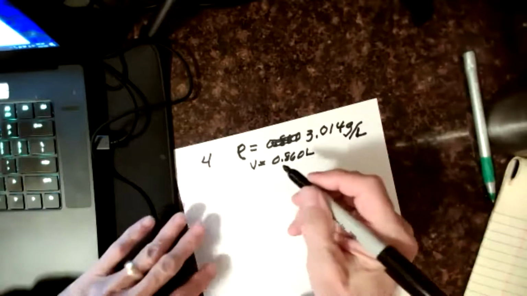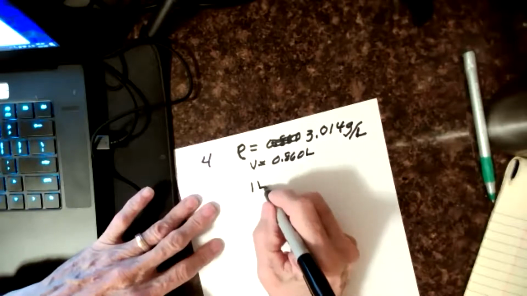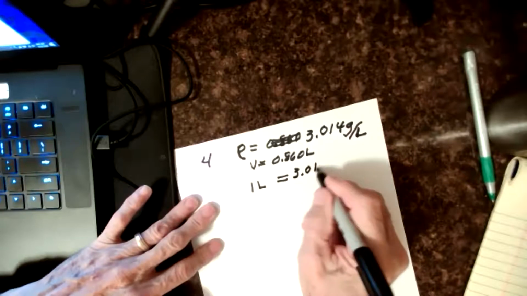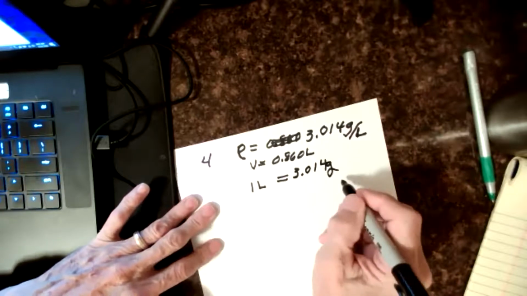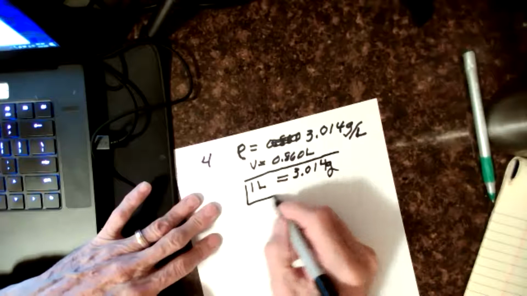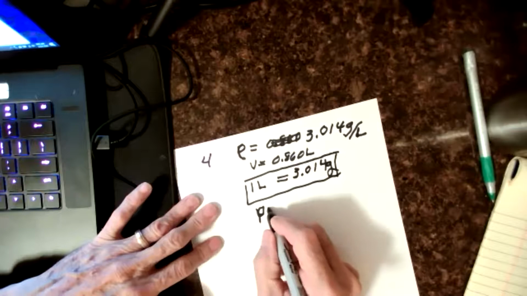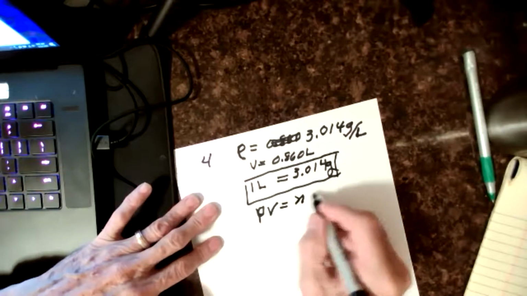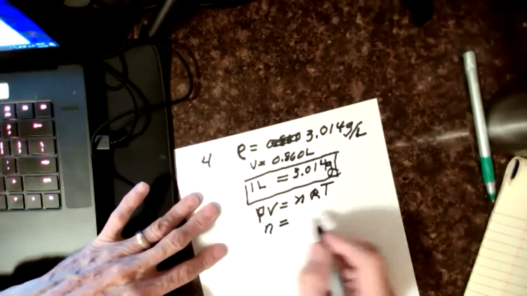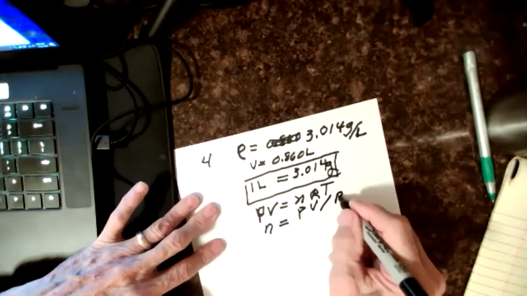What I'm going to do is say 1 liter of that gas is going to have 3.014 grams of the compound. So that's what I got from the density of the gas. So I'm going to use PV equals nRT, and I'm going to solve for the number of moles. The number of moles is going to be P times V divided by R and T.